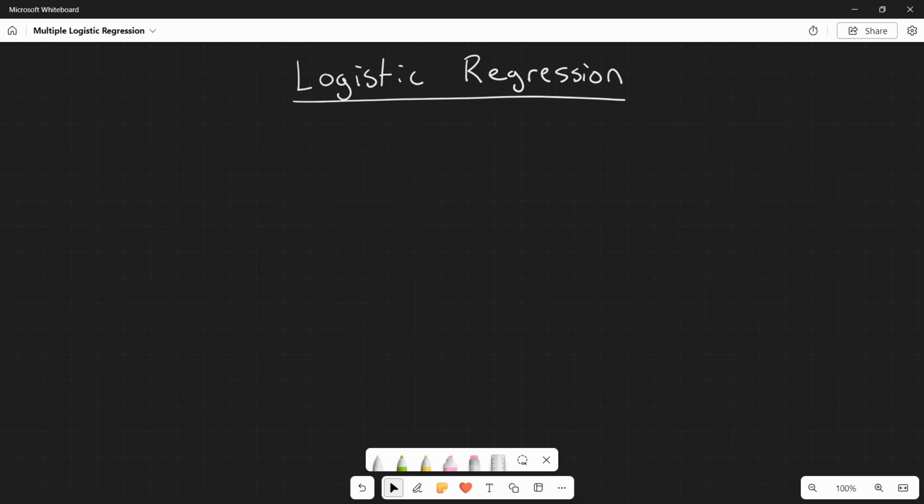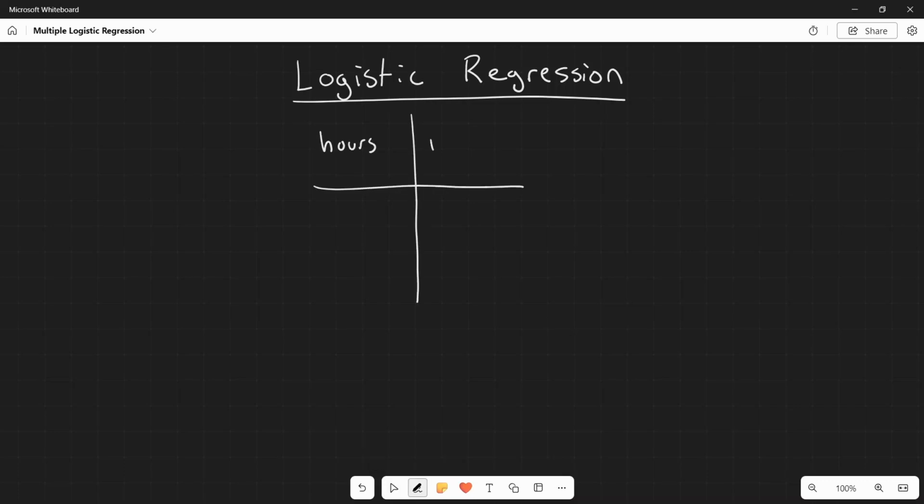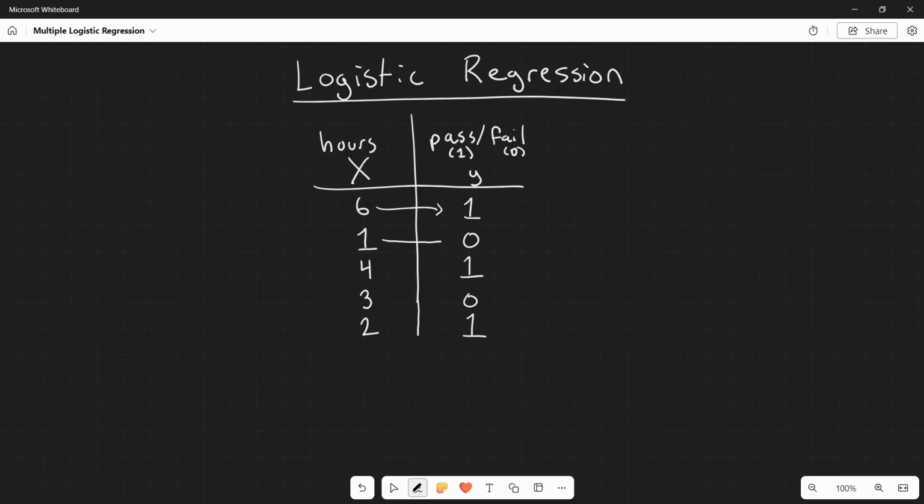For this data, we're going to use whether a student passed or failed their exam depending on how many hours they studied. Here we're looking at 5 different students. On the left we have the amount of hours they studied for the exam, and on the right we have whether they passed or failed the exam. A pass is marked as a 1 and a fail is marked as a 0. The first student studied 6 hours and they passed. The second student studied 1 hour and they failed.